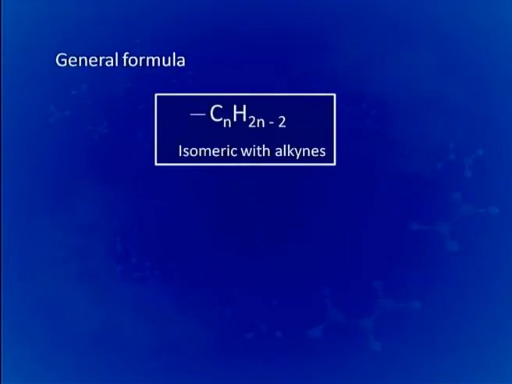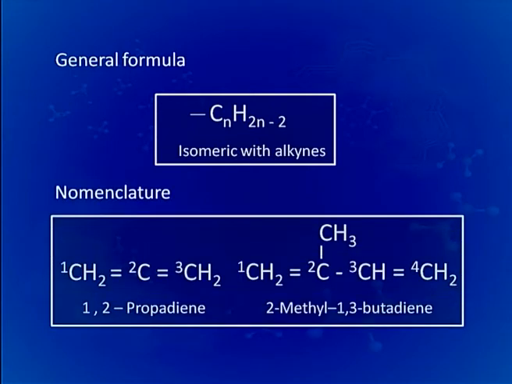The general formula of the dienes is the same as that of alkynes, that is CnH2n-2. Here we can see the example of 1,2-propadiene, which has two double bonds at adjacent positions. Another example, here double bonds are separated by one single bond.